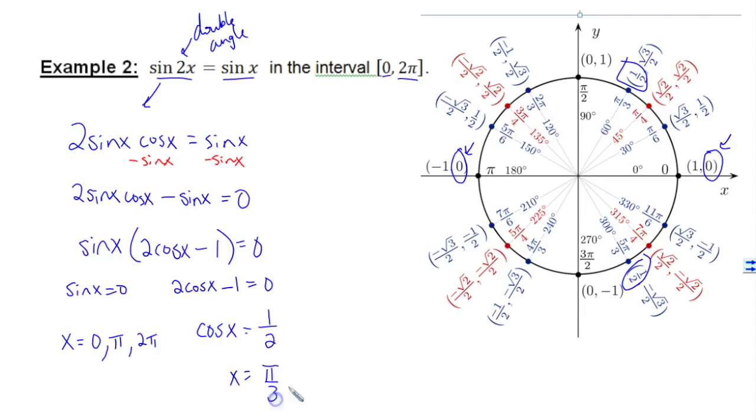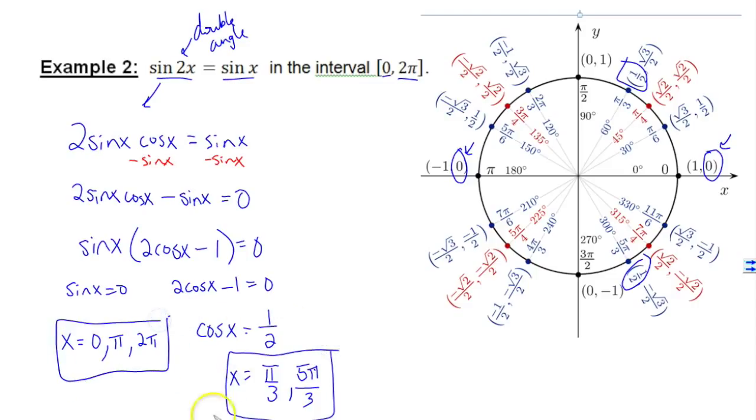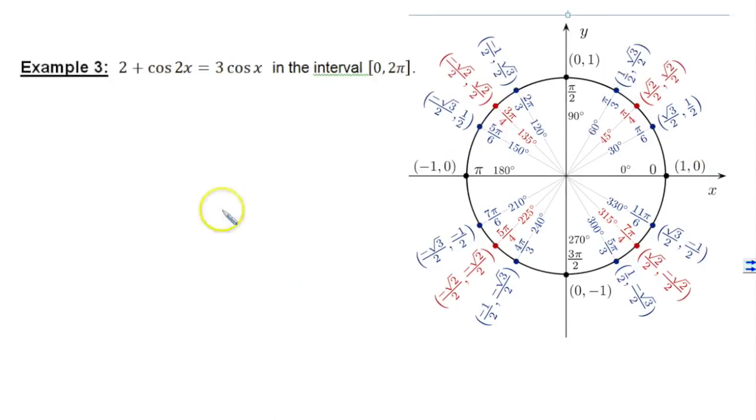And this is my answer. Again, I have 5 possible values of x. Okay? Let's take a look at another example.